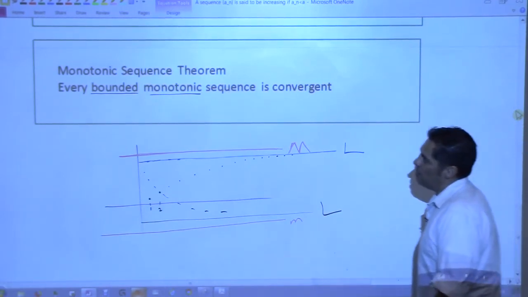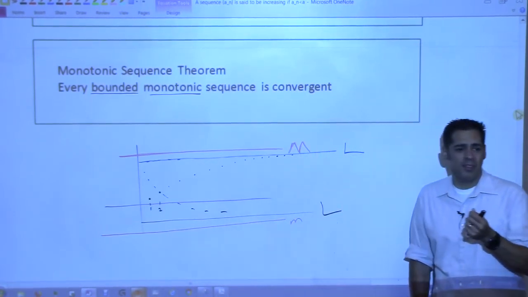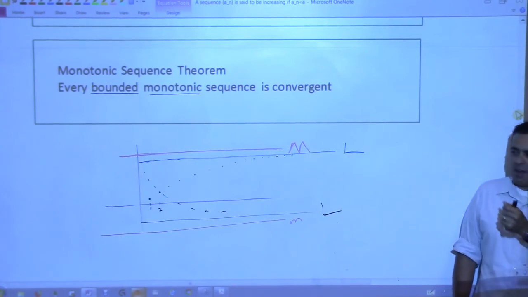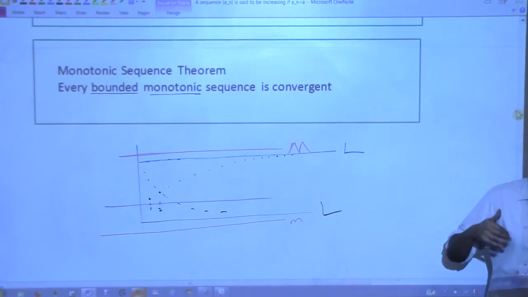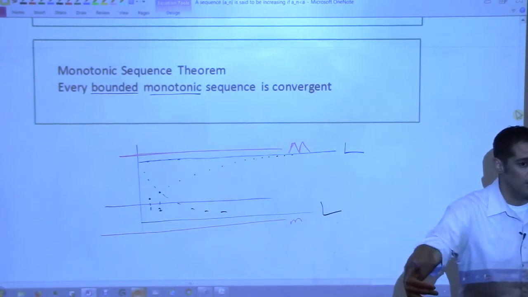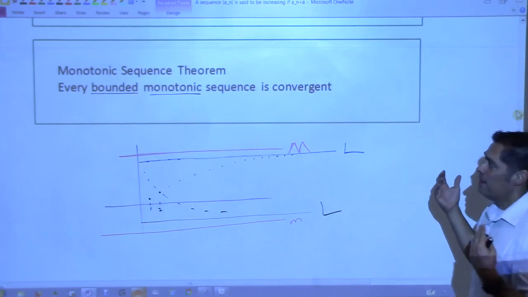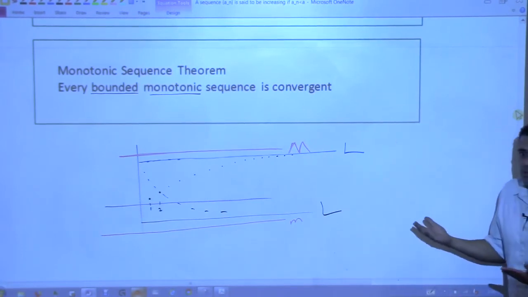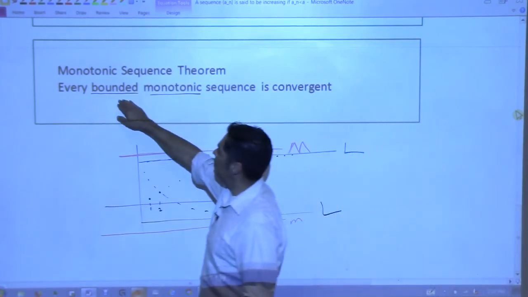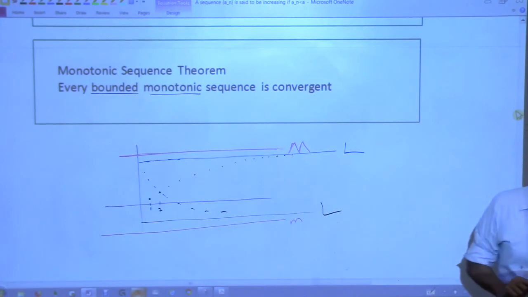Now, why is this monotonic sequence theorem important? Sometimes we just want to know whether or not a sequence converges or diverges, one or the other. We don't necessarily care to know even what it converges to. So I give you a sequence, and we ask, does it converge or diverge? A lot of times you can't tell directly, but if you can show it's bounded and you can show it's monotonic, then you know it converges.